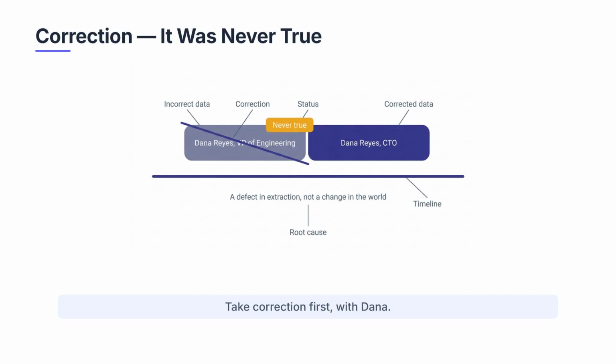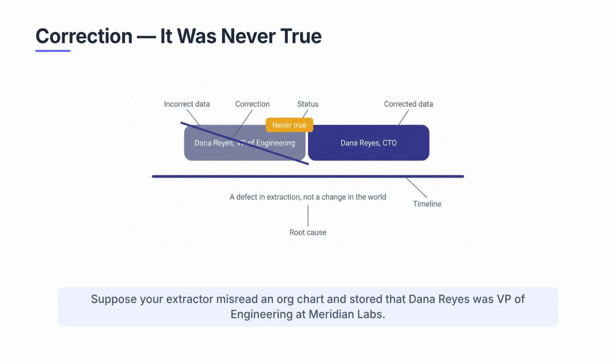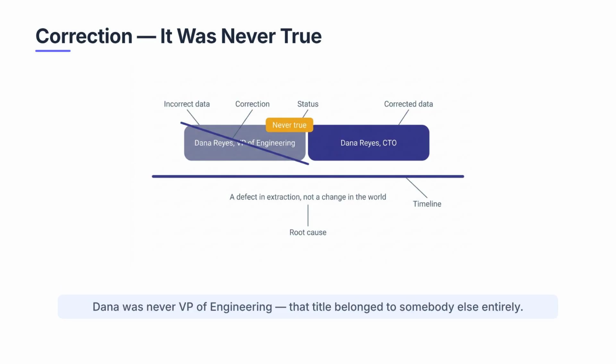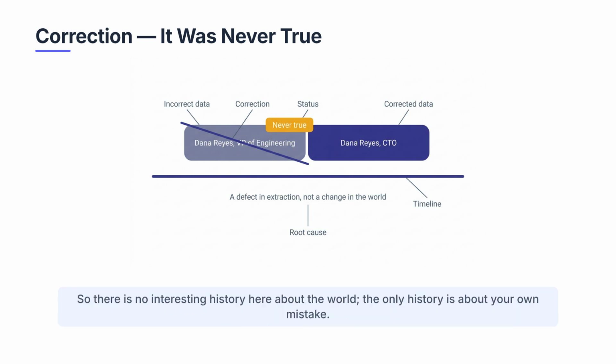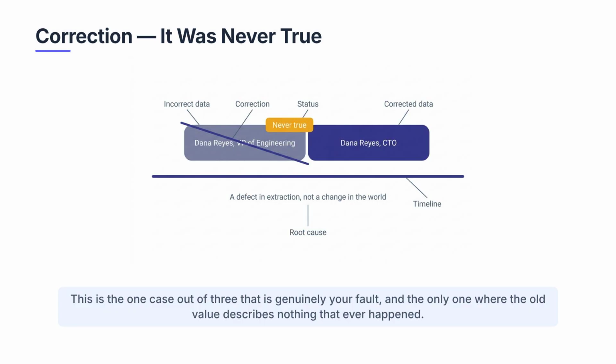Take correction first with Dana. Suppose your extractor misread an org chart and stored that Dana Reyes was VP of Engineering at Meridian Labs. Dana was never VP of Engineering. That title belonged to somebody else entirely. So there is no interesting history here about the world. The only history is about your own mistake. This is the one case out of 3 that is genuinely your fault, and the only one where the old value describes nothing that ever happened.